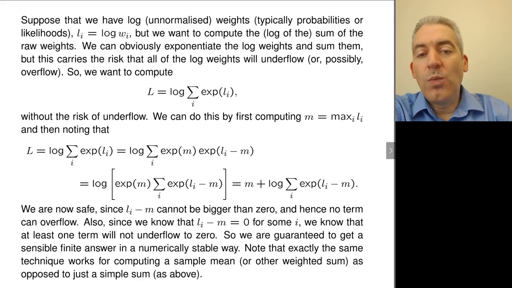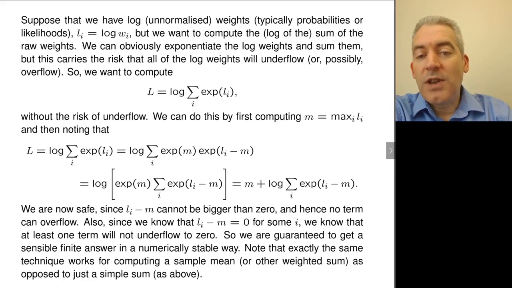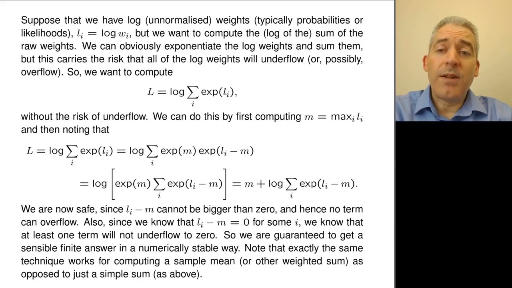So all we've done is we've adjusted the log weights before we exponentiate them. And it turns out that that simple adjustment, obviously it matters how you adjust them, but adjusting by the maximum value of the log weights is exactly what you need to do to prevent both underflow and overflow.